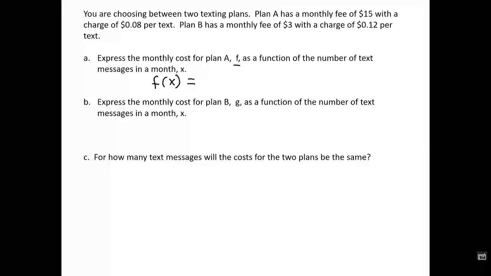So the cost in a month for Plan A would be, so the monthly fee in Plan A is what? $15. So that's 15 plus a charge of 8 cents per text, and let's say times the number of text messages for that particular month. So what we have done here is express the monthly cost for Plan A in terms of a function f. We obtained f of x is equal to 15 plus 8 cents times x.